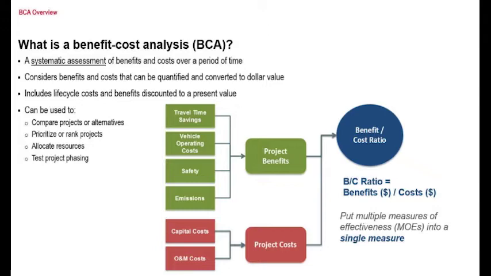So this diagram that you see up here, the green represents what we call traditional transportation benefits, your travel time savings, vehicle operation costs, safety, and emissions. And then the red box represents basically the costs that are associated through the life of your project, such as your capital costs, operation, and maintenance. From there, it's a simple measure of dividing your benefits over your costs to get a benefit cost ratio, or a measure of effectiveness. So the rule of thumb is anything that's greater than 1 ratio is a good project because your benefits outweigh what your costs are.